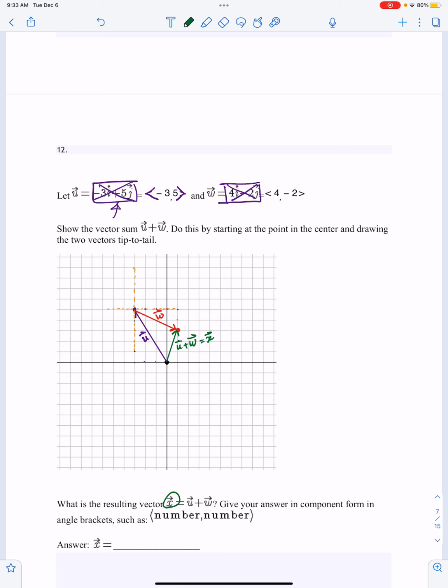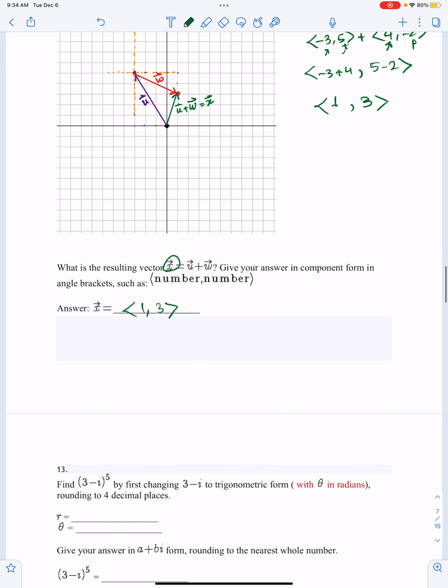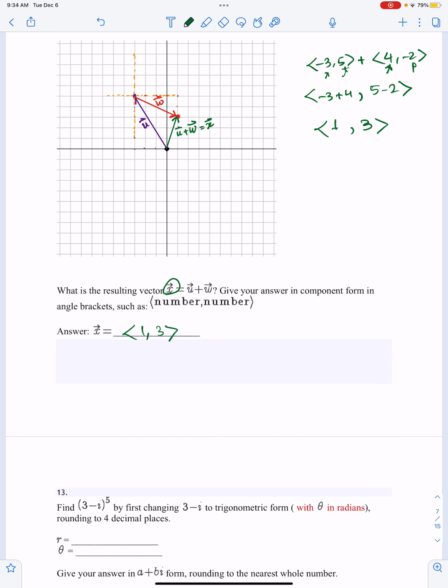Now this is graphically. Algebraically, you're going to say basically negative 3, 5 plus 4, negative 2. You're going to take first component, add it together. So you have negative 3 plus 4. And then second components added together, you have 5 minus 2. So that will result in positive 1 and 3. So the final answer here is 1 and 3. And as you can see here, the resultant vector is 1 and positive 3.